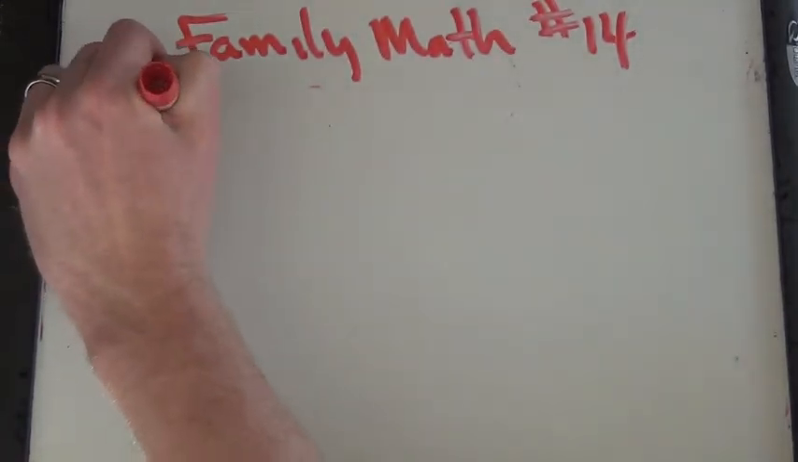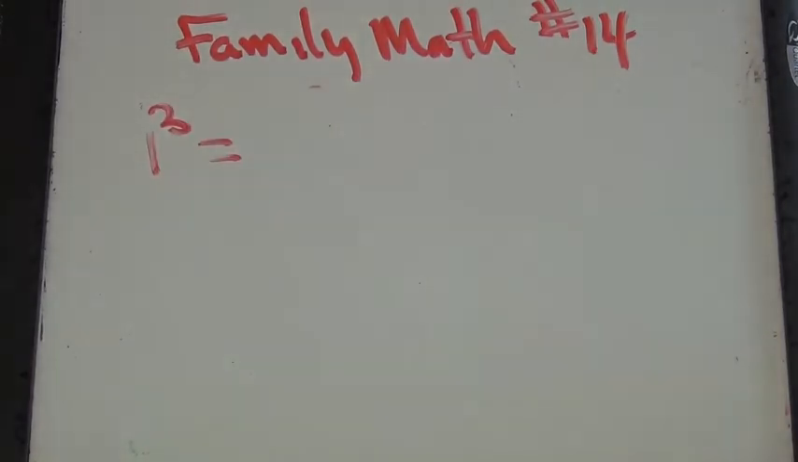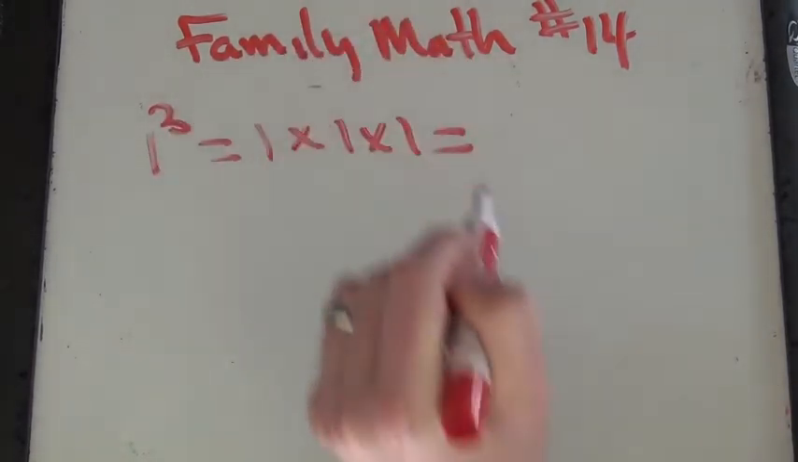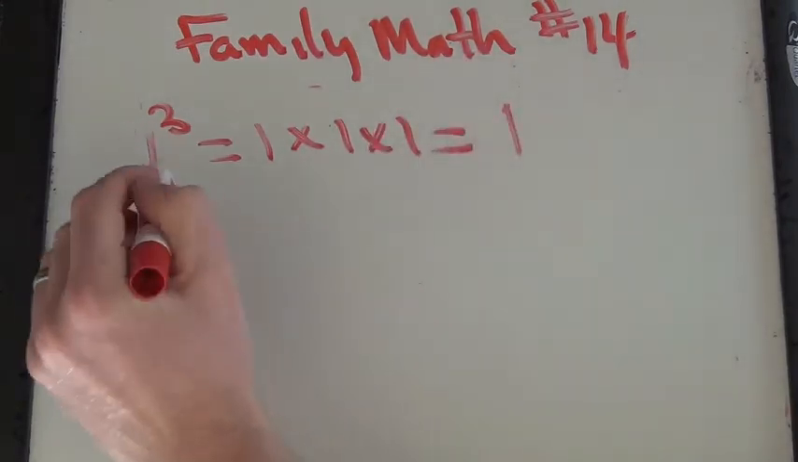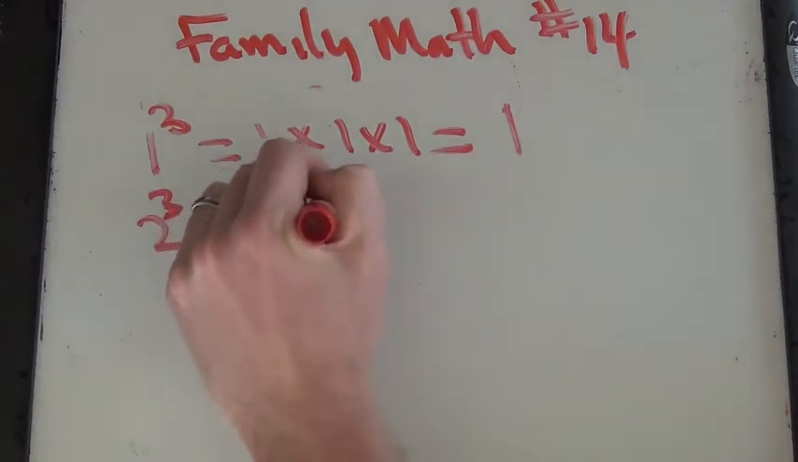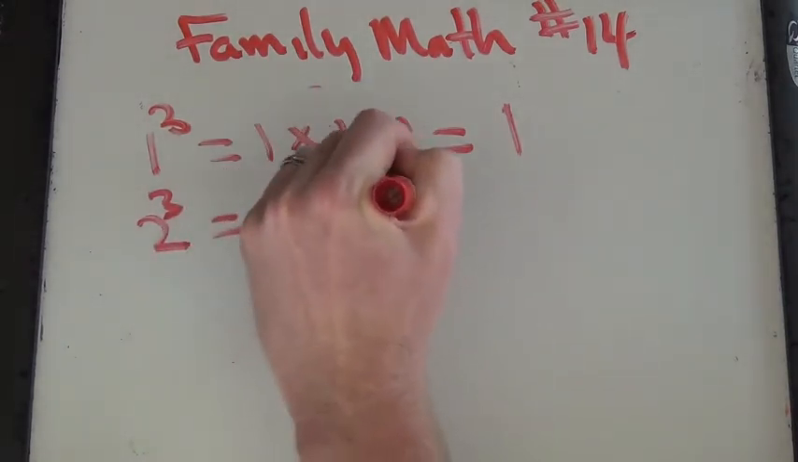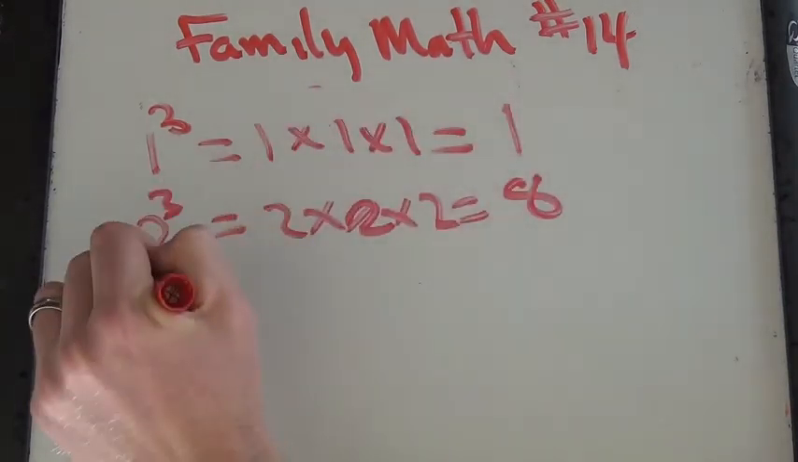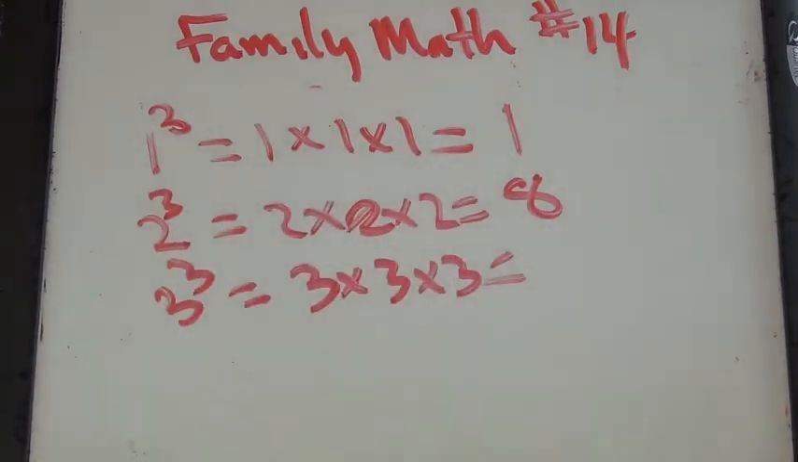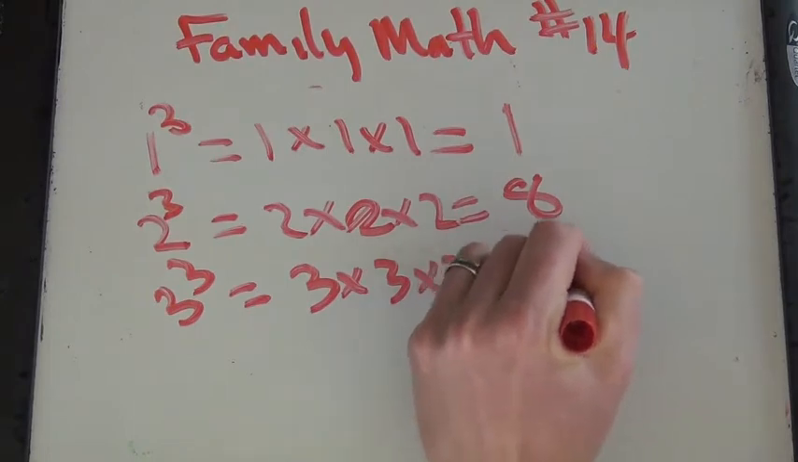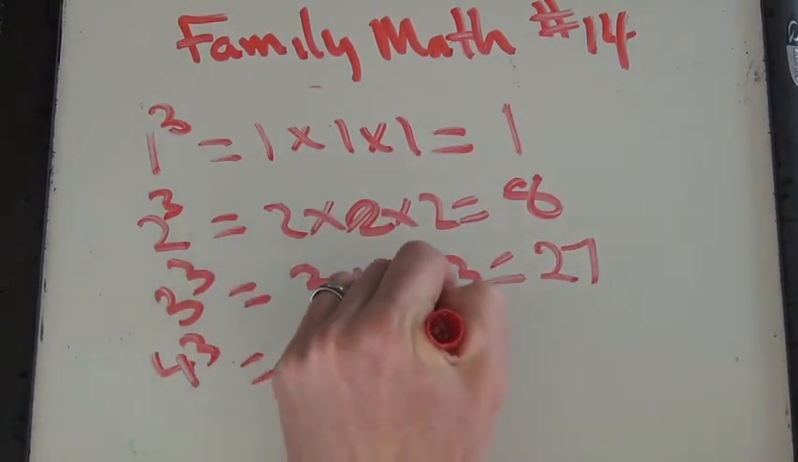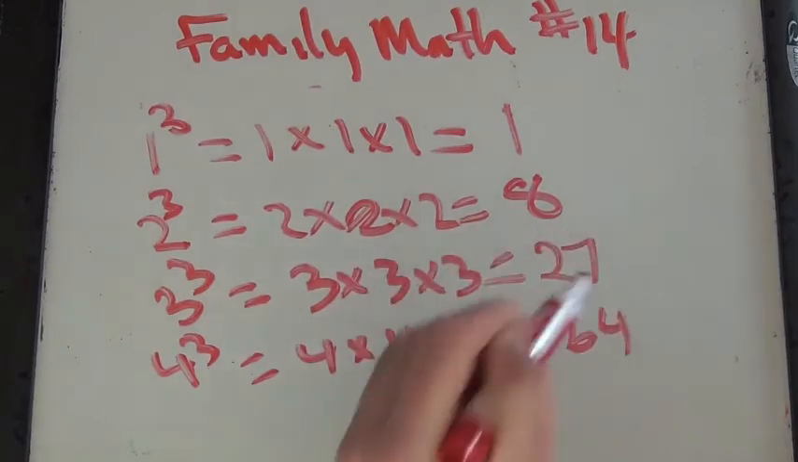So first of all, what is 1 cubed? 1 cubed is just 1 times 1 times 1, which is just 1. Okay, what is 2 cubed? 2 times 2 times 2, which is 8. 3 cubed is 3 times 3 times 3, which happens to equal 27. And we already said that 4 cubed is 4 times 4 times 4, which is 64.